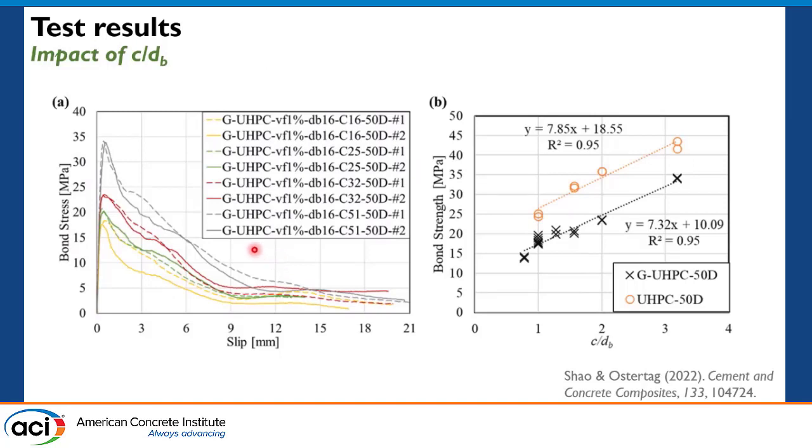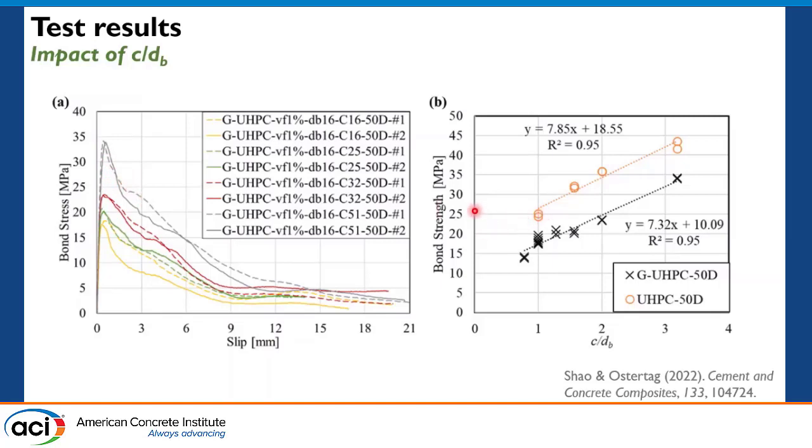And then we want to show the impact of cover thickness to bar diameter ratio. So here, for all the specimens, we have the same bar diameter of 16 millimeter, but from the yellow line to the gray line, we increase the cover thickness from 16 millimeter to 51 millimeter. So the cover thickness ratio was increased from around 1 to around 3.2. As we can see, increasing the cover thickness to bar diameter ratio, we enhance the UHPC bond behavior because the splitting was better controlled with larger cover thickness.